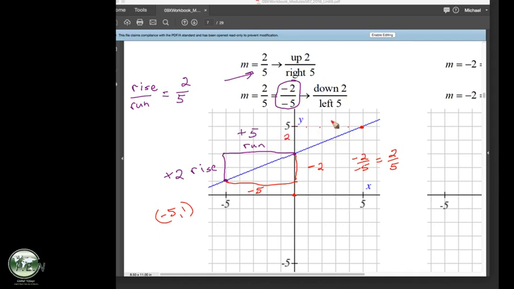So I went up 2, over 5, and I'm at another point. Okay. It will always work that way. So slope and coordinate points may get to be a little confusing because they're similar, right? A point, we go over the x amount and then up the y amount. Usually with slope, we go up the slope amount at the top, and then we go over the bottom amount. Okay, so rise over run.